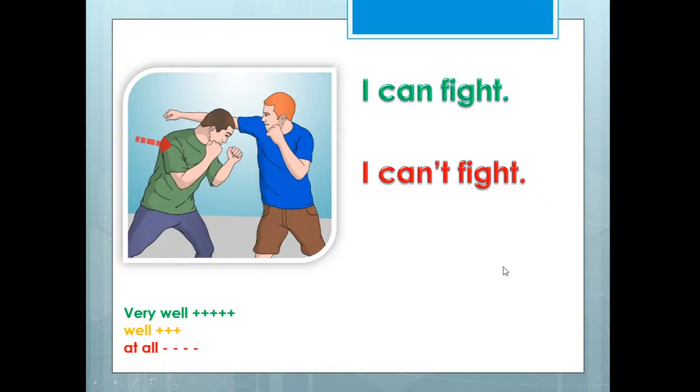So if you can fight a lot, you're really good at fighting, you can use very well. So this first sentence will be, I can fight very well. If you can do this well, but not that well, you can do it so-so. You can use just well, right? Look here. We can use just well. For example, I can fight well. I can do this, I barely can do this, but not very well. You know?